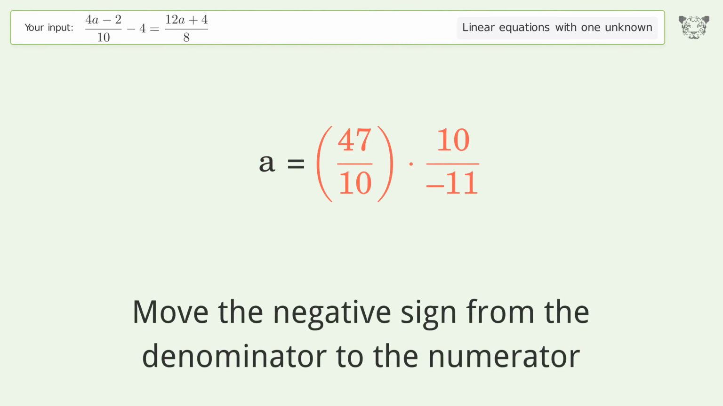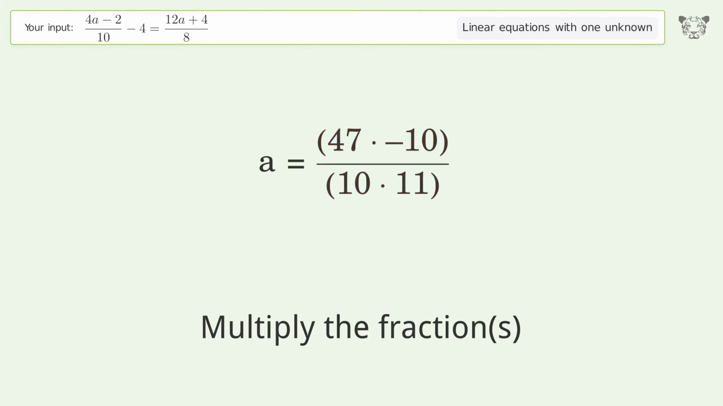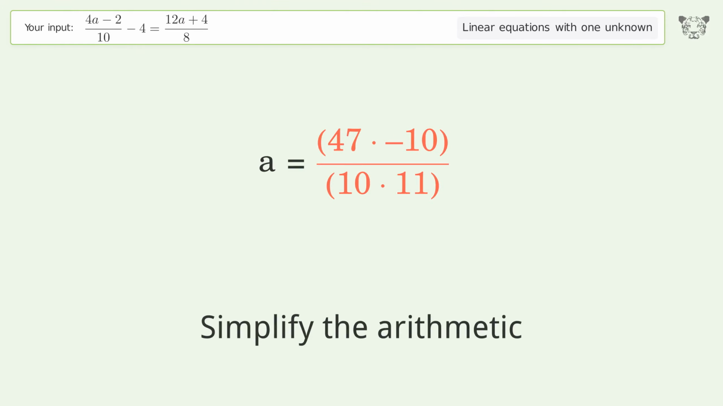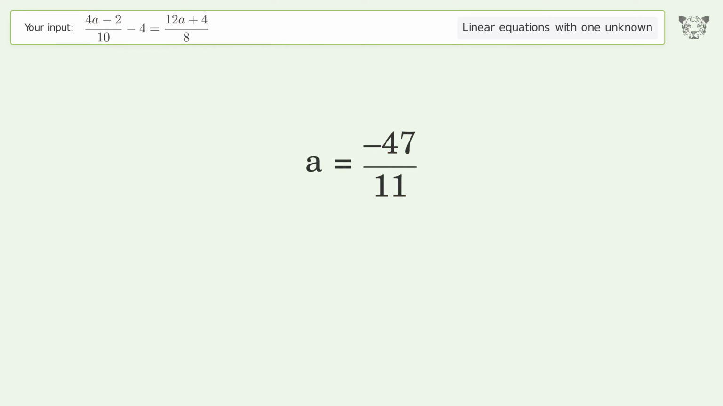Move the negative sign from the denominator to the numerator. Multiply the fractions. Simplify the arithmetic. And so the final result is a equals -47/11.